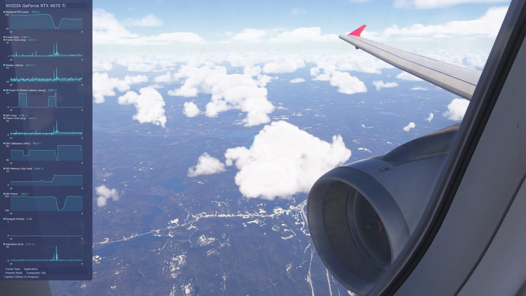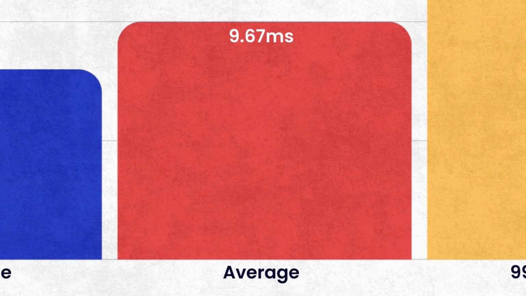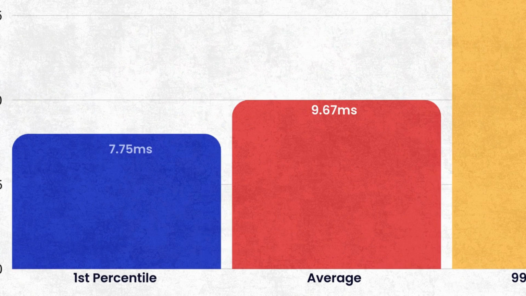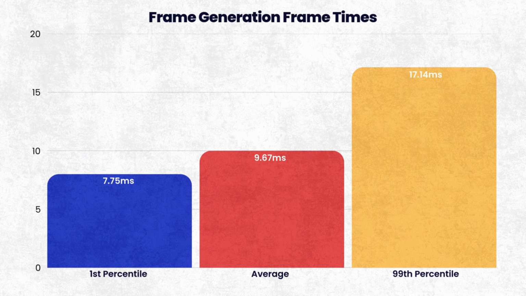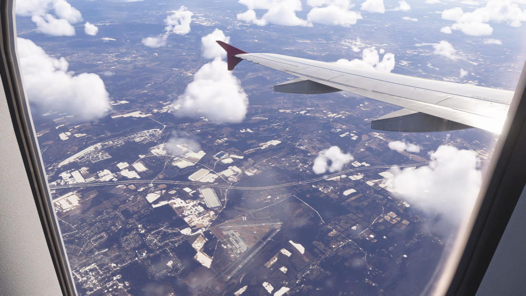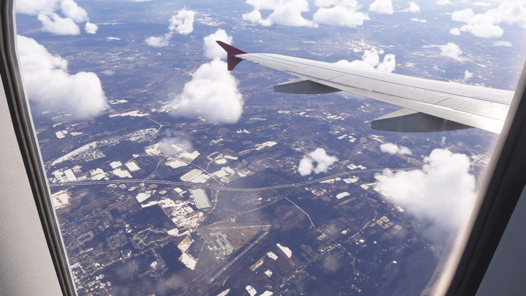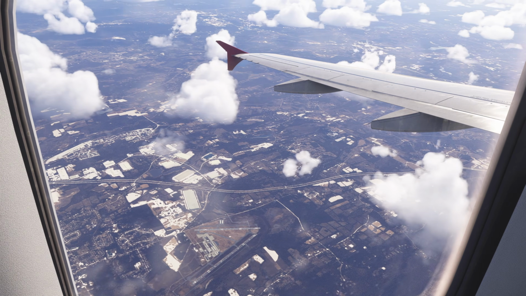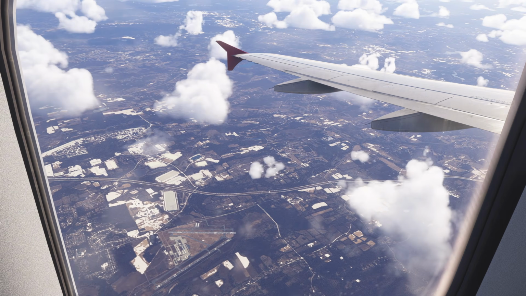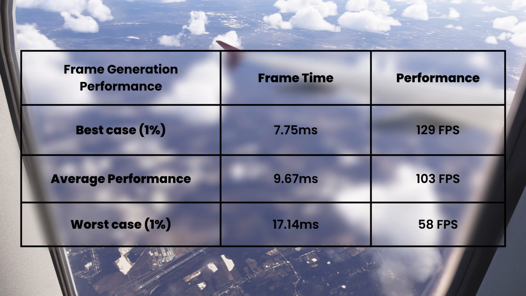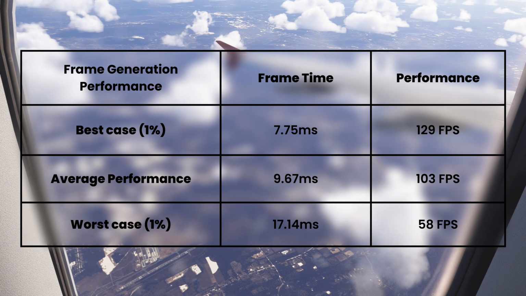With frame generation enabled, our testing revealed an average frame time of 9.67 milliseconds, with variation between 7.75 milliseconds at the first percentile and 17.14 milliseconds at the 99th percentile. To put these numbers into context, what this meant was that the simulator was averaging at around 103 frames per second, thanks to the 9.67 millisecond frame time, but the actual experience is far less consistent than the average suggests.